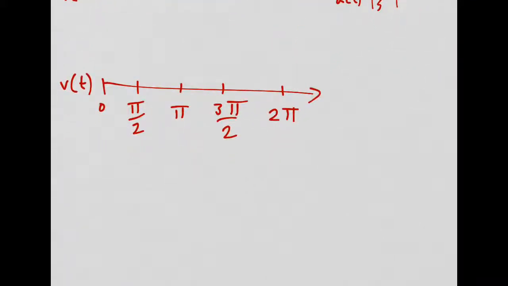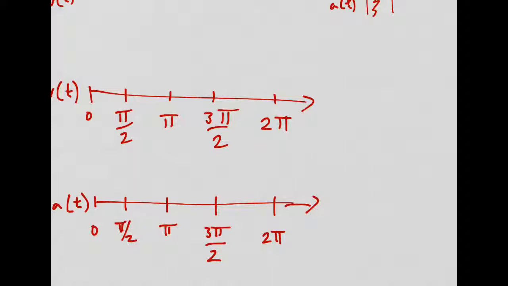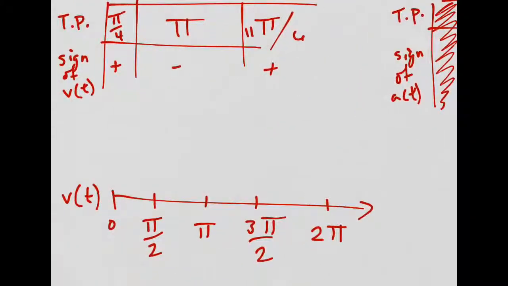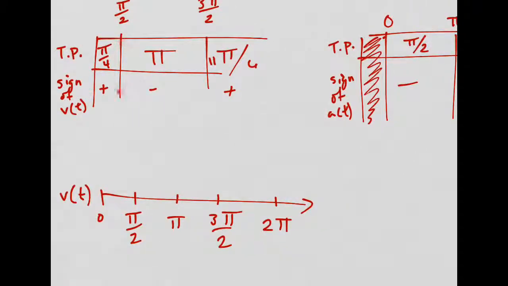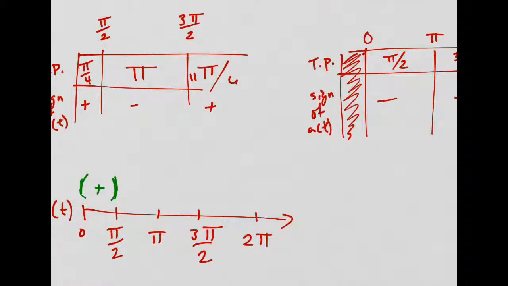And I'll do the same for acceleration. Alright, so here we go. I have them lined up so that you can see where things overlap. That's important, so it's easy to see. For velocity, from 0 to pi over 2, I'll do it in green, we are positive on velocity. Then from pi over 2 to 3 pi over 2, that's negative. And from 3 pi over 2 onwards, we have positive, all the way to 2 pi. It'll change again after that, but we're not concerned with after that.